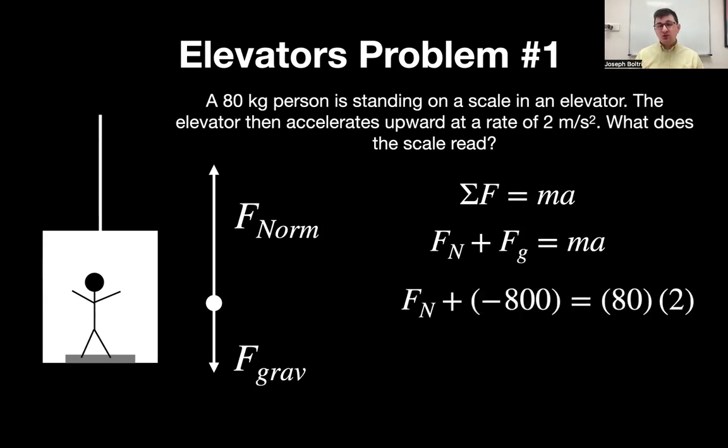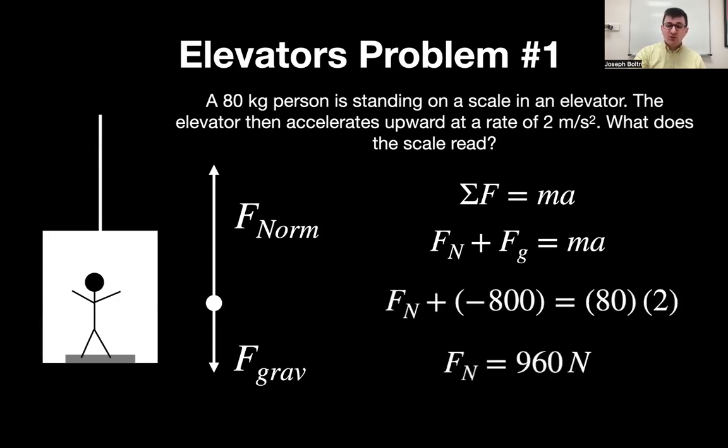Force normal plus force gravity, which is -10 times 80, or -800 newtons, is equal to 80, which is the mass, times 2, which is the acceleration. Using a little bit of algebra, adding 800 to both sides, we get that the force normal is equal to 960 newtons. And that is how you do the first level of an elevator problem. I'm going to ask you to do a couple of these for homework tonight.